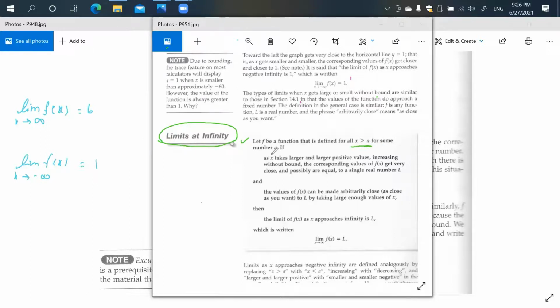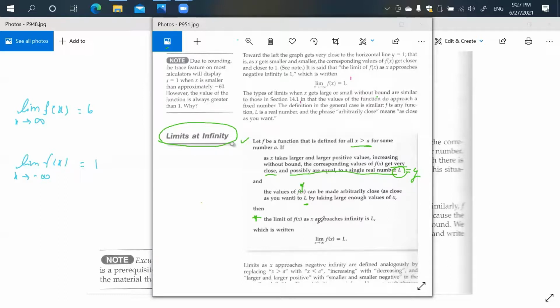If as x takes larger and larger possible value, increasing without bound, the corresponding values of f of x get very close, right? See that? We get very close and possibly are equal to a single real number L. L is a value of y. Now, the value of f of x, that means y, right? Can be made arbitrarily close, as close as you want. That means as close as we can, right? To L, right? That means the value of y. We are taking a large enough value of x. So the limit f of x, now this is important.